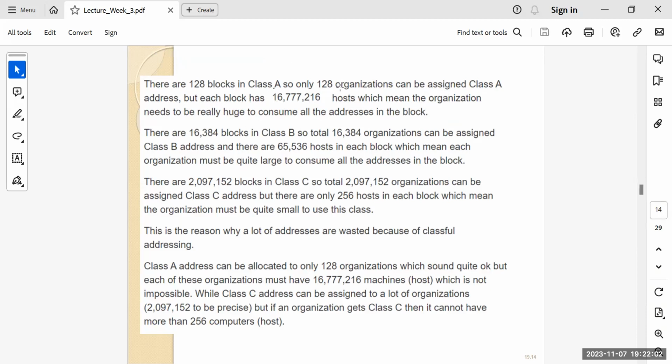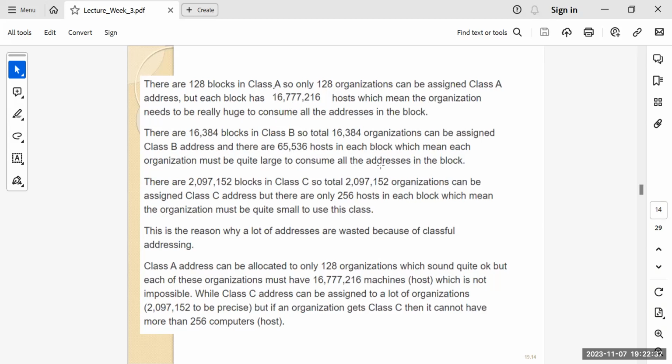So let's suppose you have one such organization, and that organization can then assign this bigger number to, say, its employees or the computers connected to it. This is a huge number. It means the organization needs to be very huge in that case. In case of class B, there are 16,384 blocks in class B. It means these many organizations can be assigned class B address. And there are 65,536 hosts in each block, which means each organization, again, should be quite huge to consume all the addresses in the block.